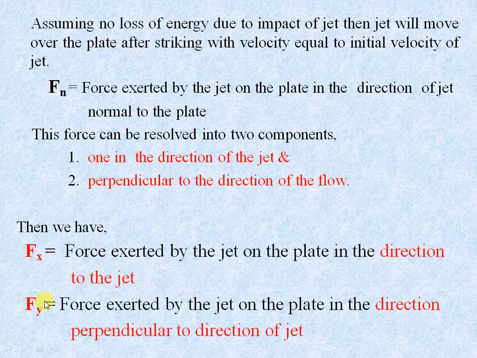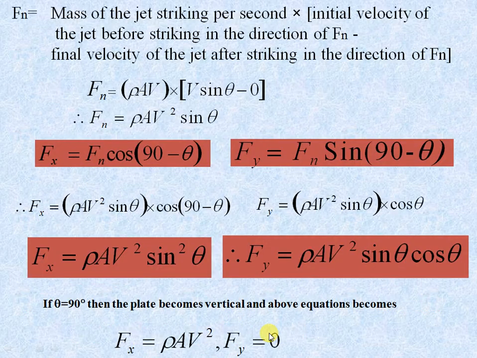So you can consider Fx and Fy values: Fx is in the direction of the jet, and Fy is in the direction perpendicular to the direction of the jet. Now Fn is a normal force. It is the mass of the jet striking per second, which is rho a v, times the initial velocity of the jet before striking in the direction of Fn, and the final velocity of the jet after striking in the direction of Fn. We have already discussed that Fn is equal to m dot times (v1 minus v2) along the n direction.